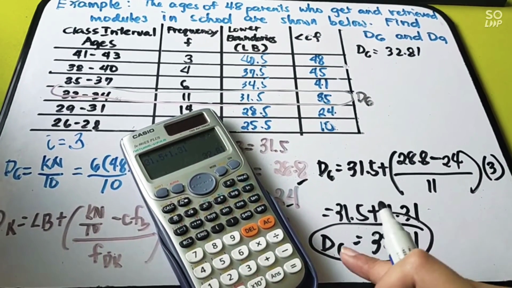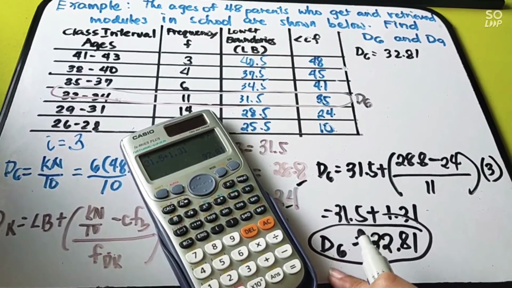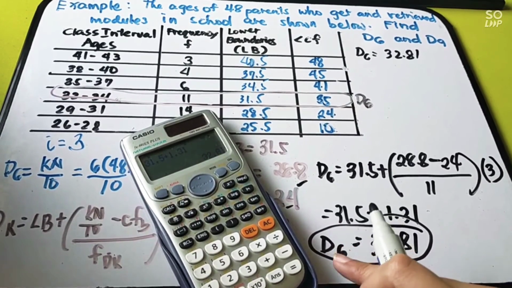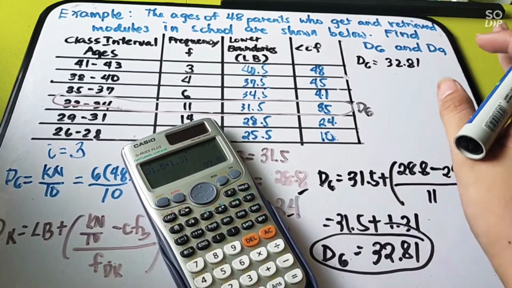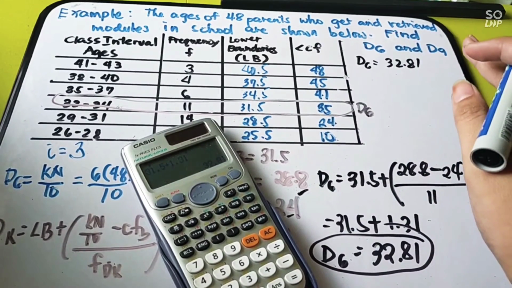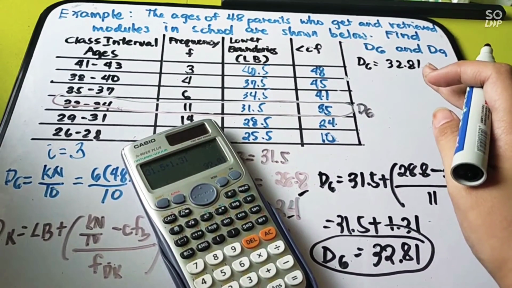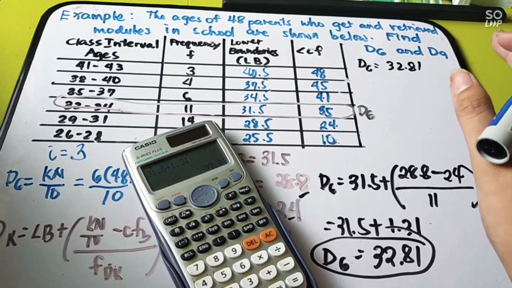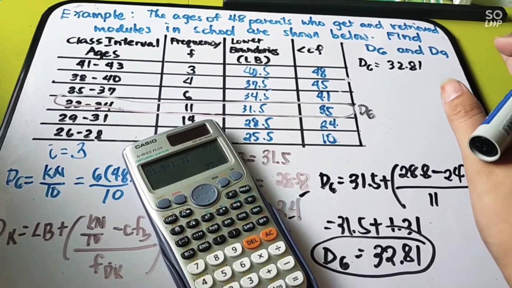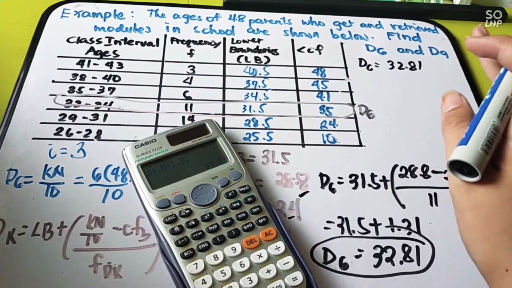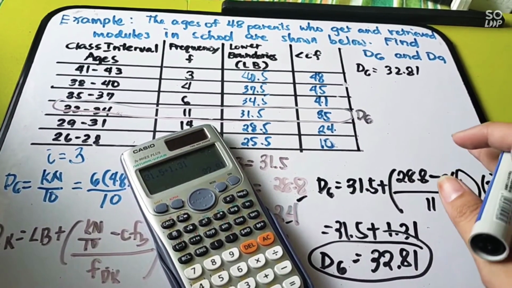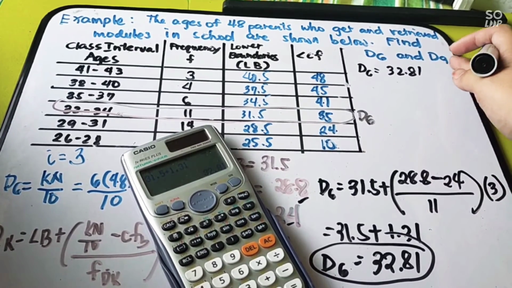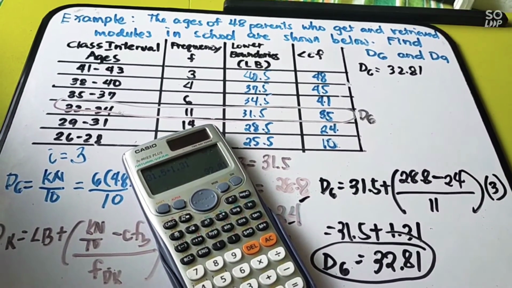Meaning, since we have 6 deciles, 60% of the 48 parents who get and retrieve modules are in the ages of 32.81 or below 32.81. So, yun yung meaning naman niya. Is it clear? Now, let us find the 9th decile.